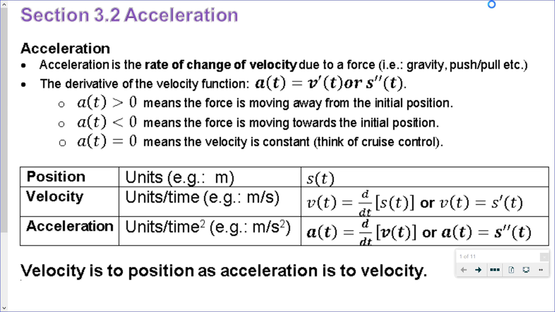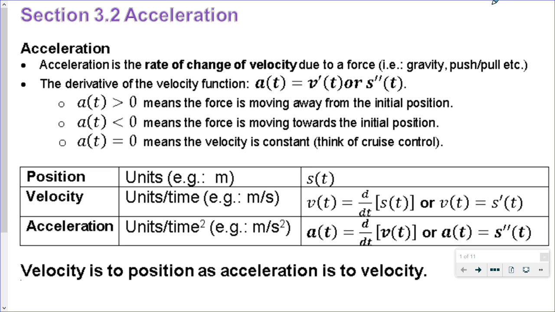Acceleration is how velocity is changing, and it's usually changing as a result of a force, something like gravity, pushing, or pulling an object. So the derivative of the velocity function will give us acceleration, or the second derivative of the position function. Starting with the position function, the first derivative is velocity, the second derivative is acceleration.